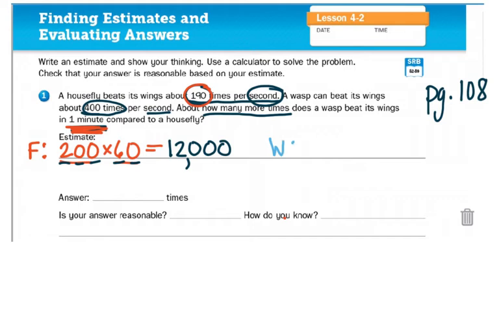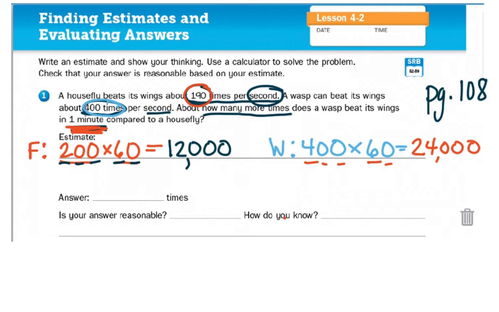Now put a W for a wasp. A wasp beats its wings 400 times per second. That's already a multiple of 100, so it's easy to multiply. Don't have to do anything to that. Times 60 seconds in a minute. Now I'll multiply. 4 times 6 is 24, and 1, 2, 3 zeros behind it.